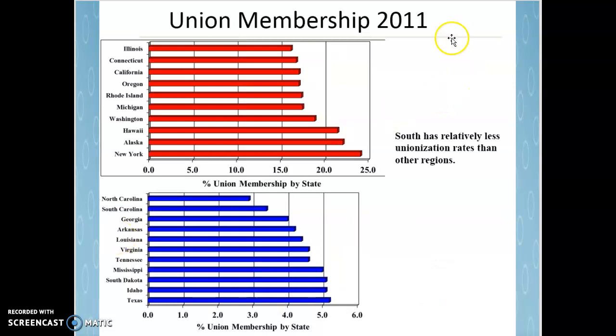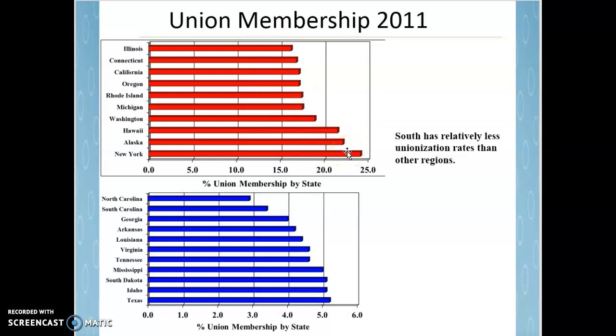Also note that union membership varies by state. Some states tend to be more embracive of unions, others less. Generally speaking, the southern states have much lower union membership, all the way down here to maybe 3 to 5% of the labor force, versus the northern states or the western states like Connecticut, Illinois, California, Oregon. Hawaii is kind of an outlier there. Alaska, a bit of an outlier. But these states have much higher unionization.